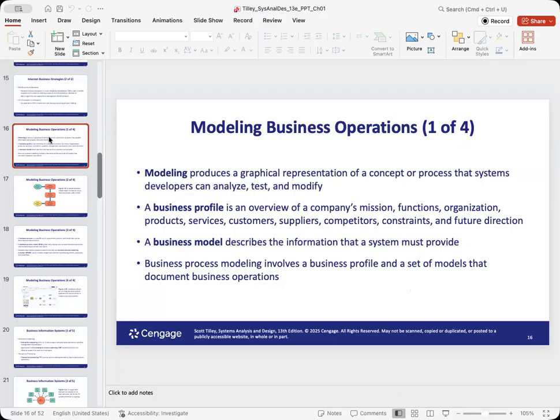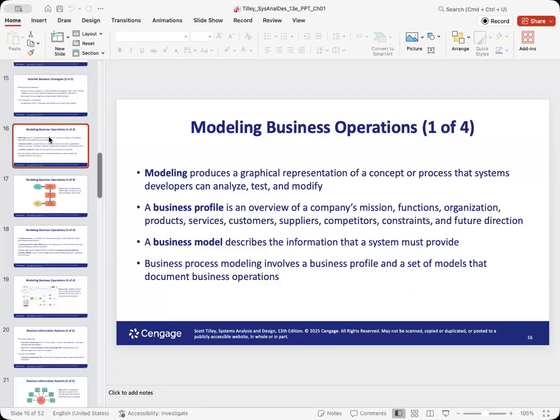And I also have business model, which describes the information that a system must provide. Now, every system provides information. Remember what I said earlier, that a system talks about the entirety of the organization. So the business model will then describe the organization. It will describe the system which you want to build.